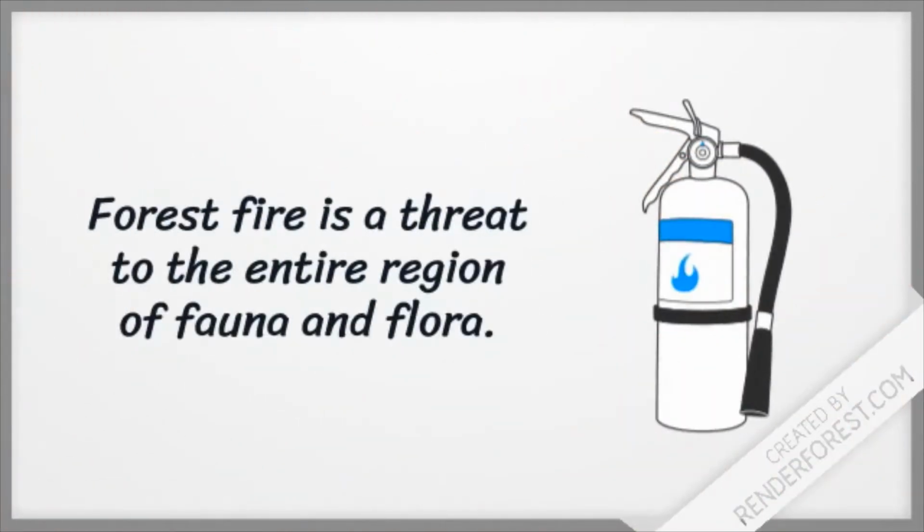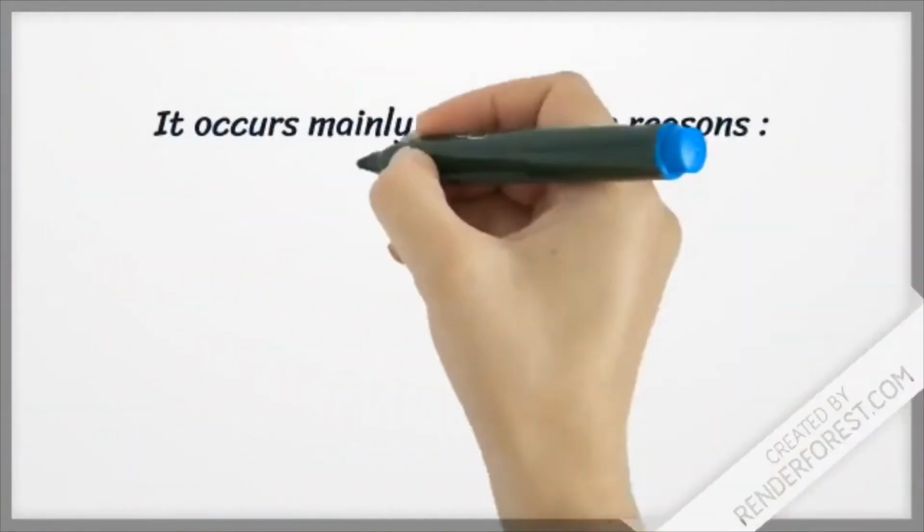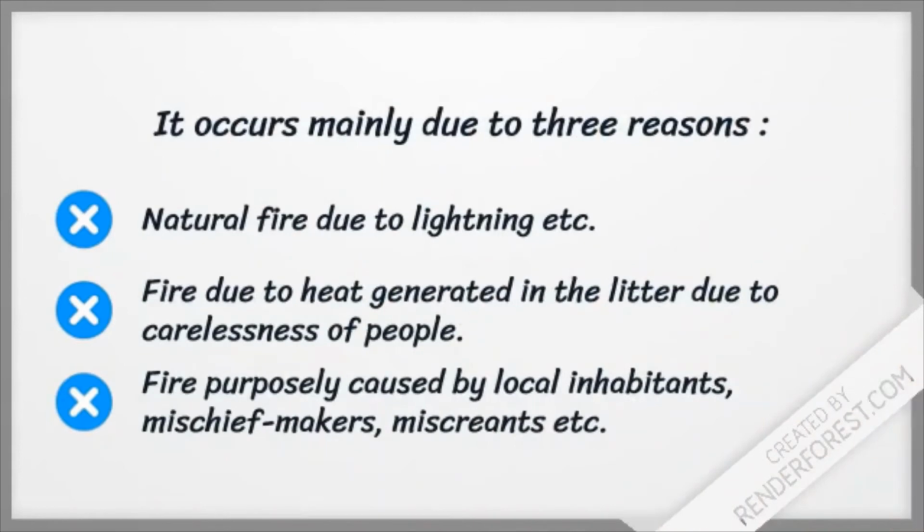Forest fire is a threat to the entire region of fauna and flora. It occurs mainly due to three reasons. First, natural fire due to lightning, etc. Second, fire due to heat generated in the litter due to the carelessness of people. Third, fire purposely caused by local inhabitants, mischief makers, miscreants, etc.